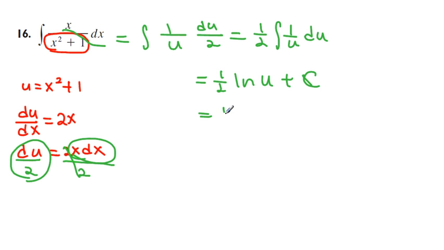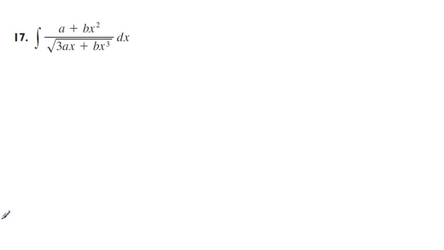Now, but in this case, we end up having 1/2 ln of, in place of u, we could plug in x squared plus 1 plus c. Now, as you can see, x squared plus 1 will never be negative, so we don't have to worry about the absolute value, and then it can be done. All right, let us move on to the next.